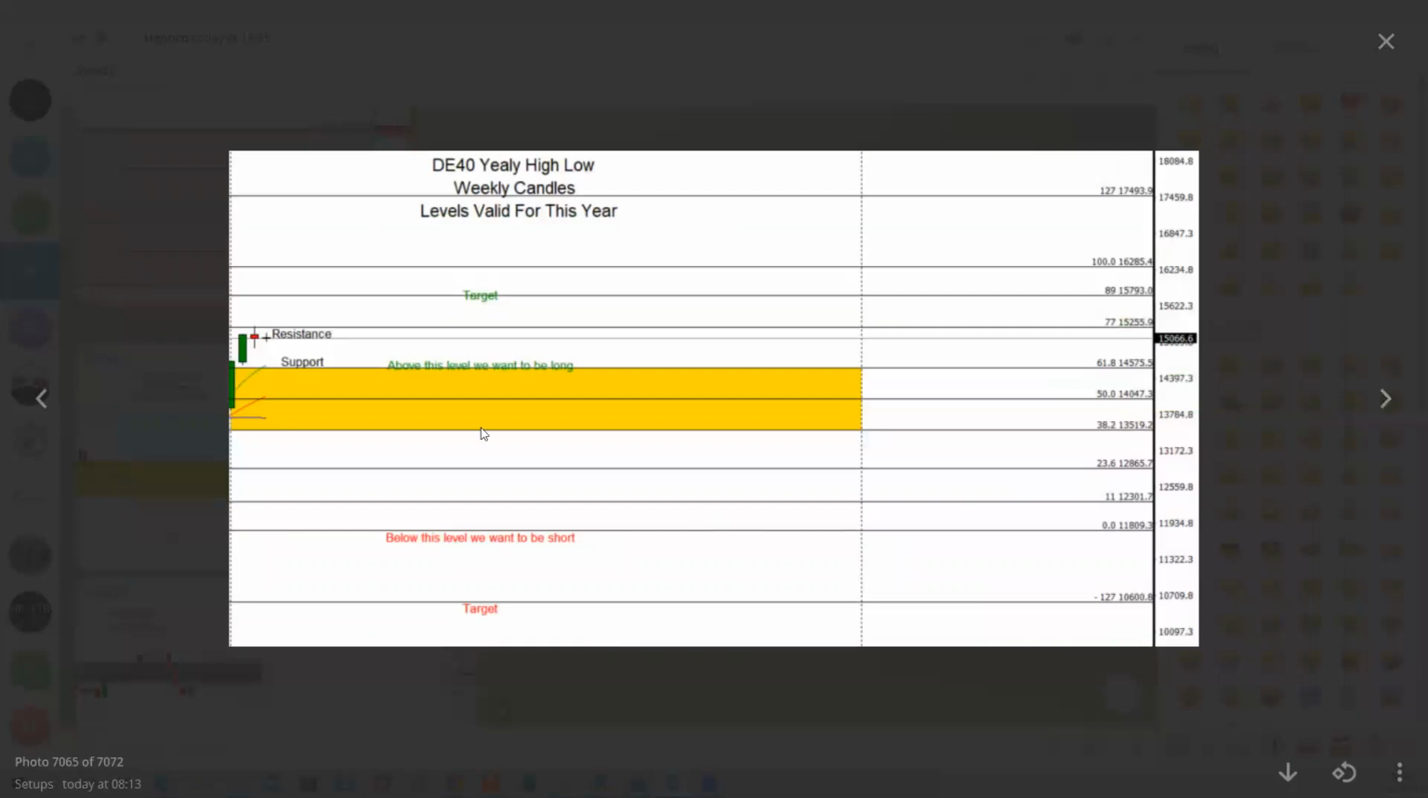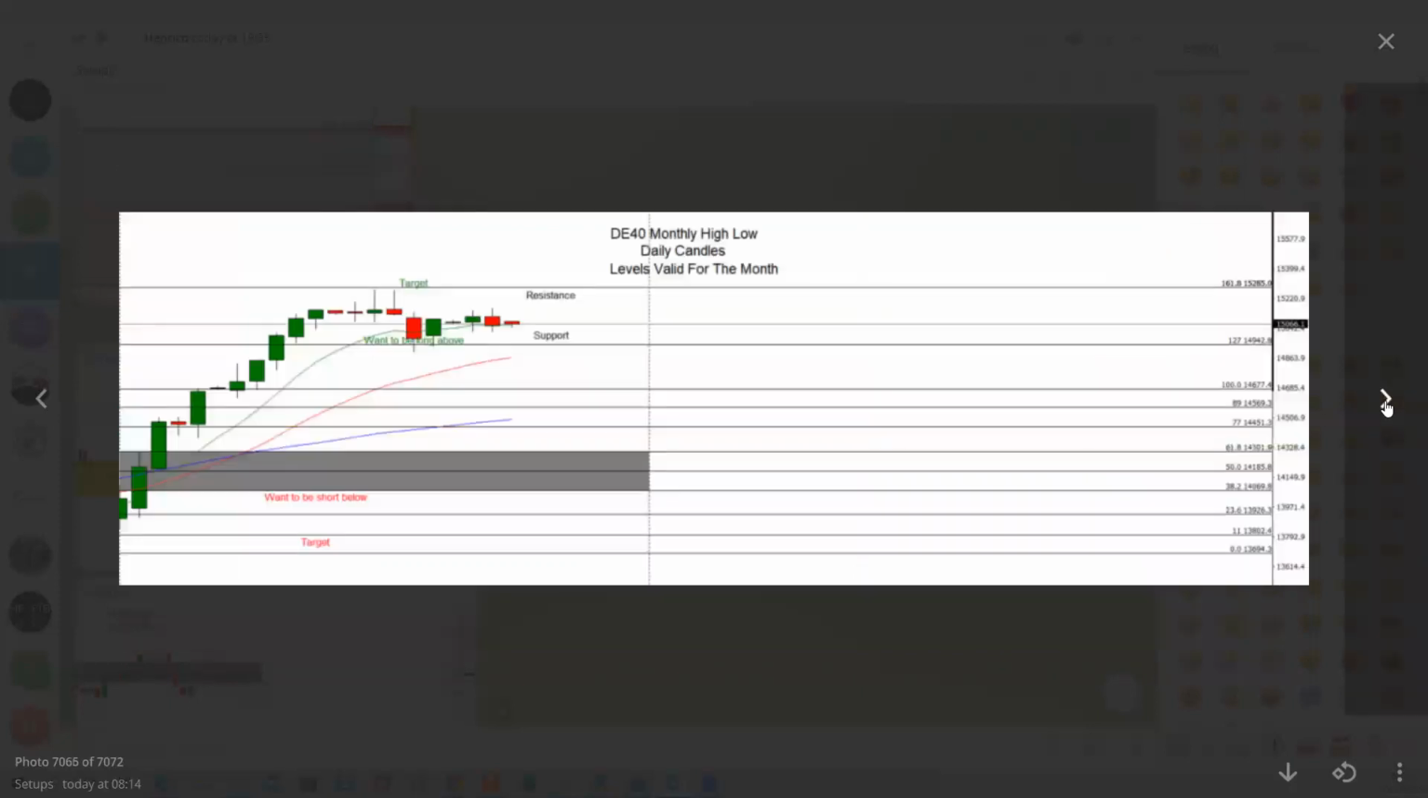On the DAX, yearly high-low currently between levels of 61.8 and 77 as support resistance. If you look at moving averages, 8 is above 21, above 50. That's indicating trend is up. So we're still looking for that 89 target level.